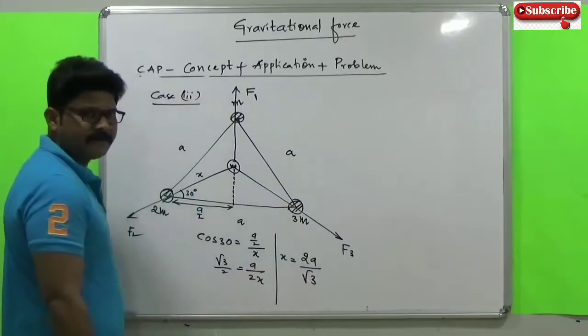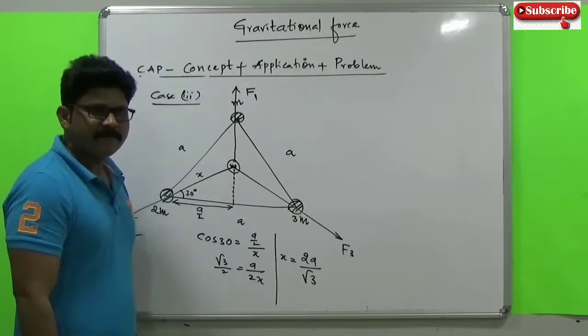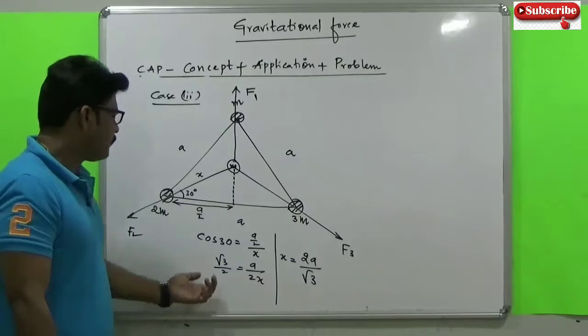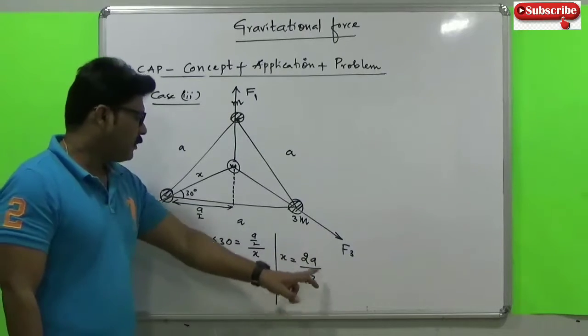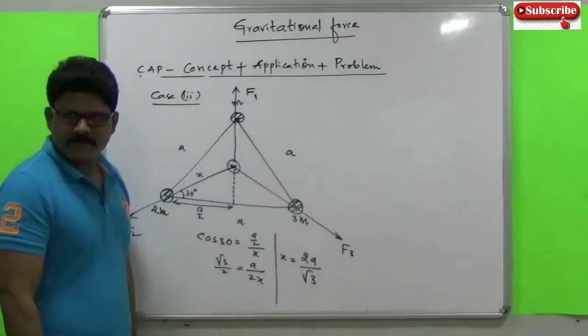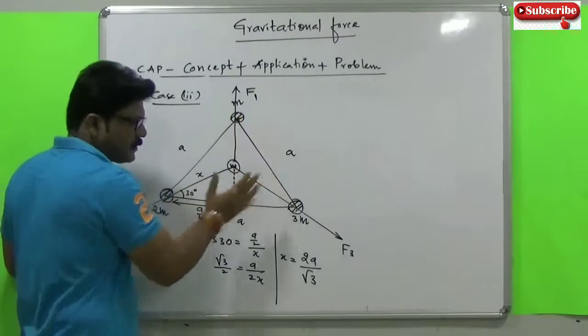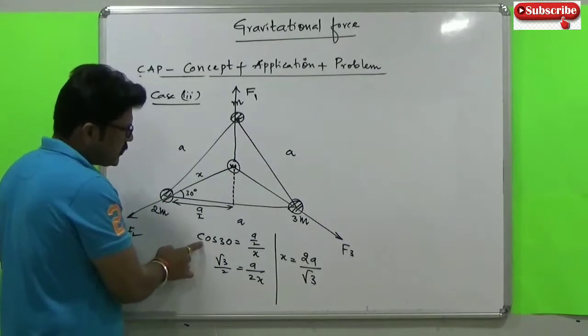The same distance you got, or a different one? I didn't calculate the distance. Yeah, without calculating you cannot get it, right? So now 2a by root 3 is this distance, and this distance will be the same. Is it clear?